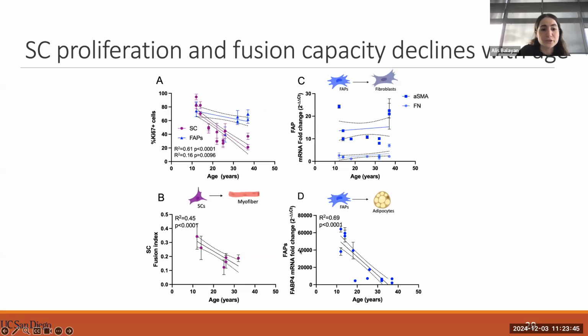And for differentiation, I'm also seeing a decline in the fusion capacity across age, while for fibroadipogenic progenitors, differentiation into fibroblasts was maintained, but into adipocytes it was declining. And one disclaimer here: my age range is anywhere from about 10 to 40 years old. So one of the things I'm working on right now is to expand some of these differentiations to include more adult and older populations.